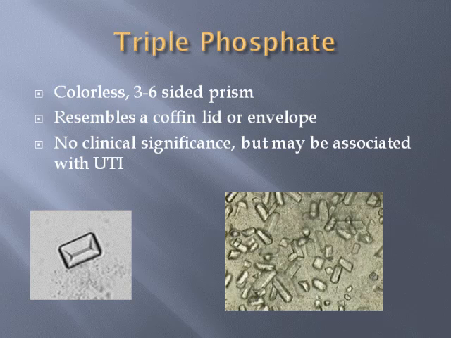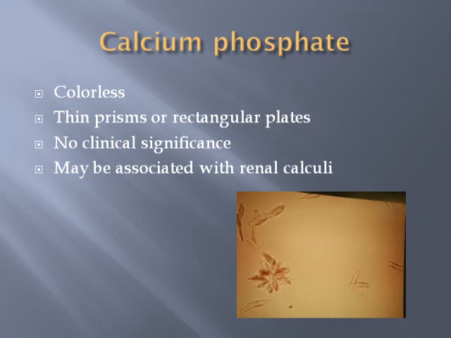Triple phosphate. These are the colorless 3 to 6-sided prisms that resemble an envelope or a coffin lid. They also do not have a clinical significance, but they may be associated with urinary tract infections. Phosphates are colorless, thin prisms or rectangular plates, no clinical significance, but could be associated with renal calculi. Oftentimes they will form kind of a rosette shape as well.